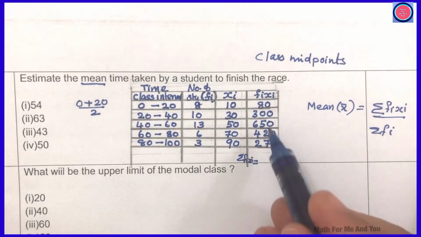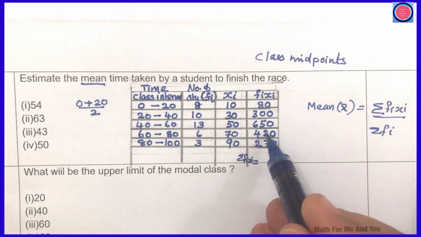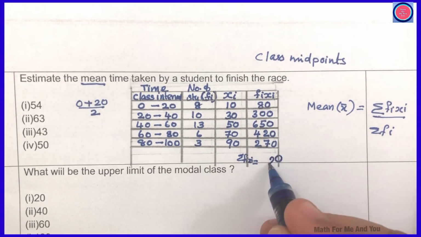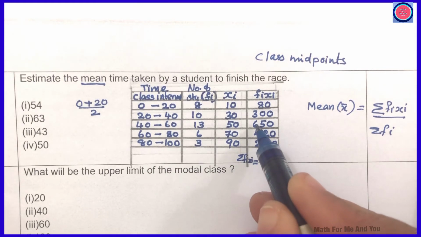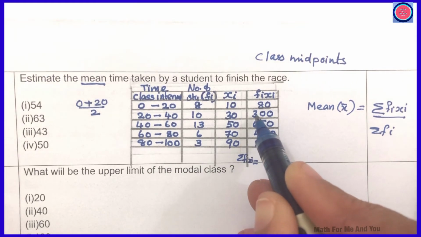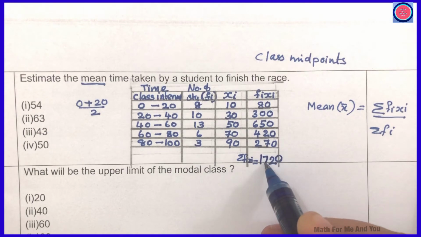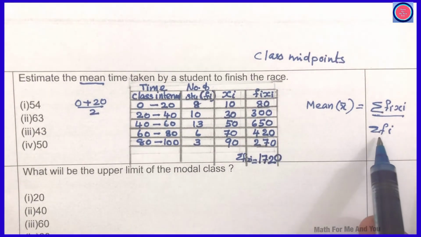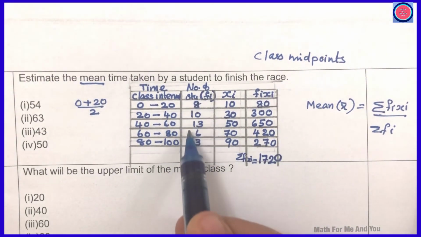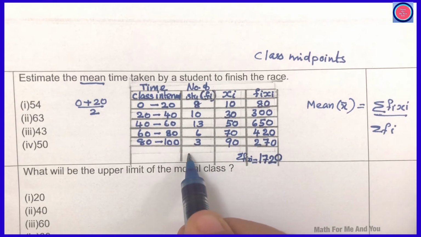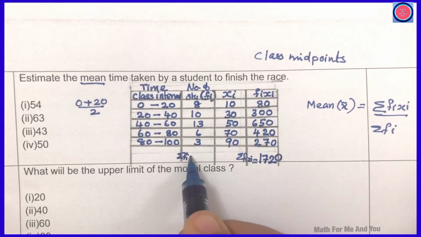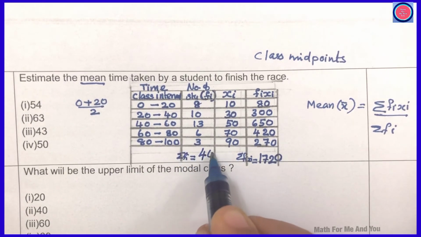0. 8 plus 5, 13 plus 2, 15 plus 7, 22. Then 2 balance. 2 plus 2, 4. Plus 4, 8. Plus 6, 14. Plus 3, 17. What number are we getting? 1720. That is the numerator. Now we need the total frequency. How much is it? Sigma fi is 40.